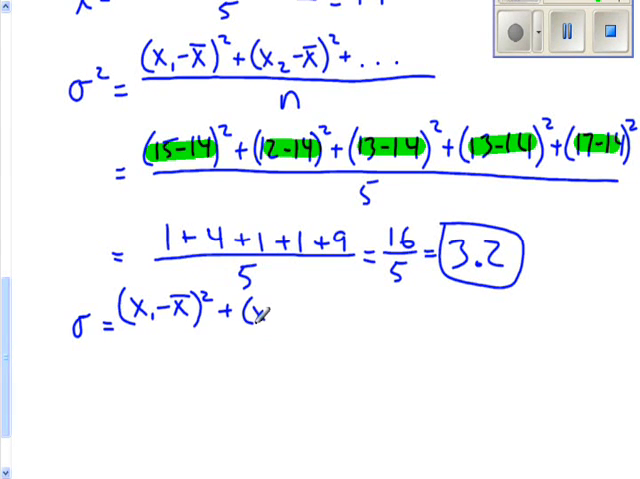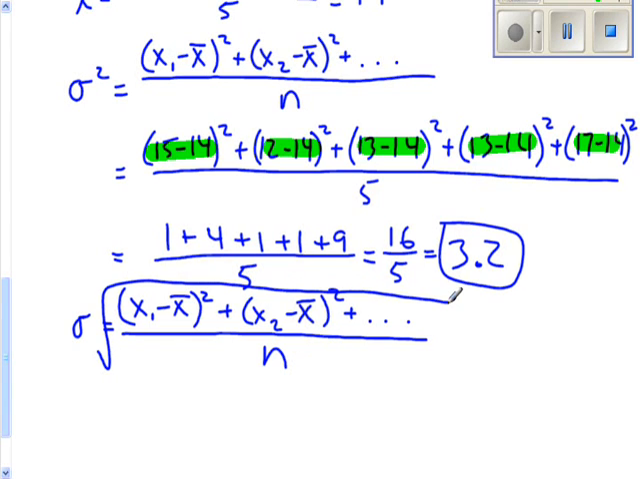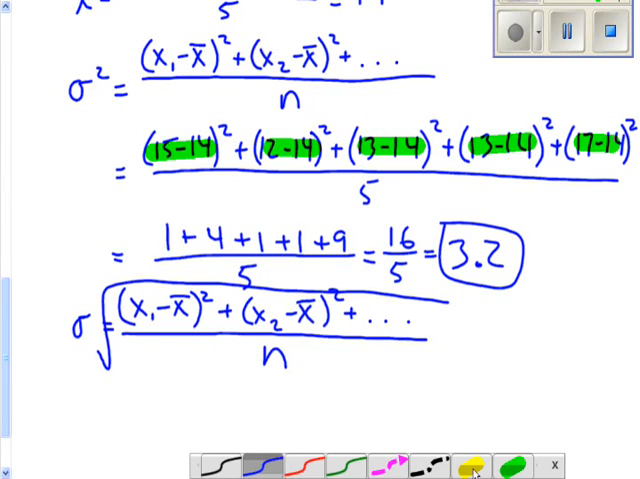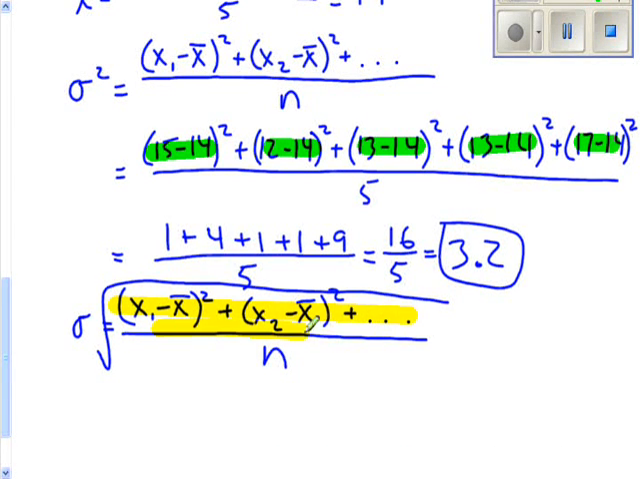Squared plus 2 minus x bar squared plus, we do the same thing, we divide it by n, but then we take the square root. Okay, so do we need to plug this into another formula? No, we already knew all this stuff inside the parentheses. We already figured this out when we did the variance. So really all we're doing here for the standard deviation is we're taking the square root of the variance.